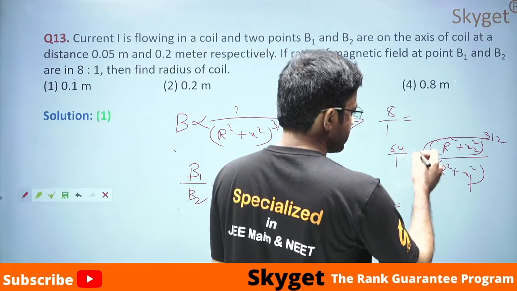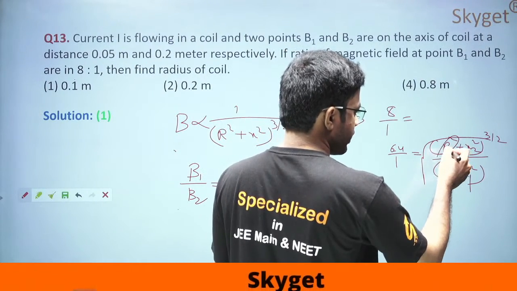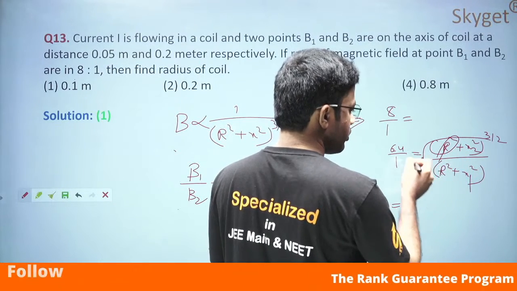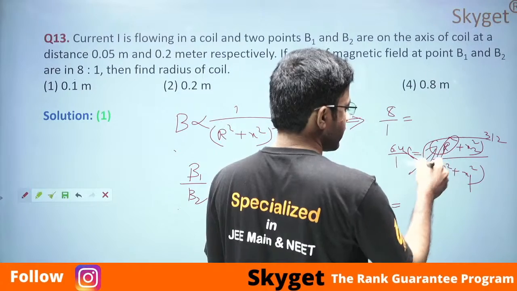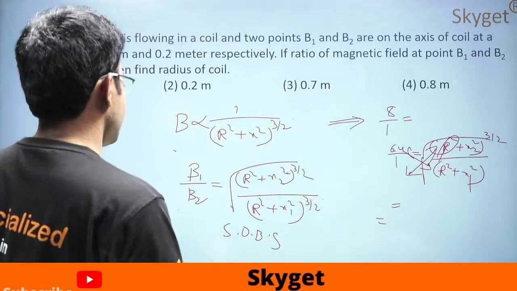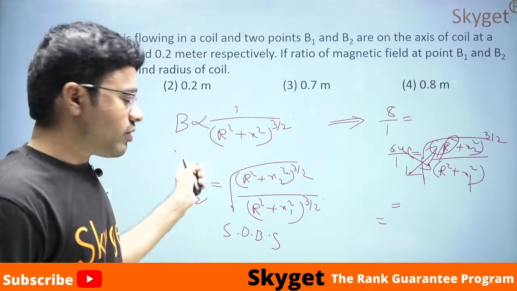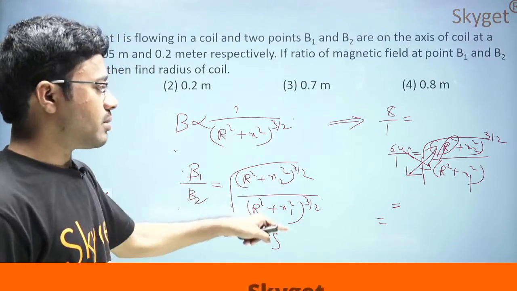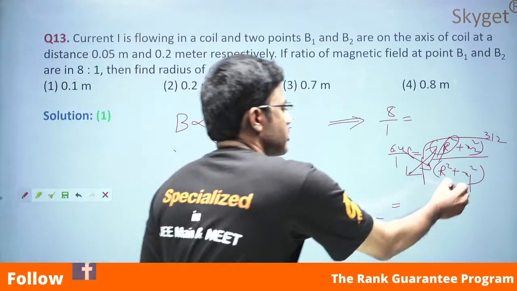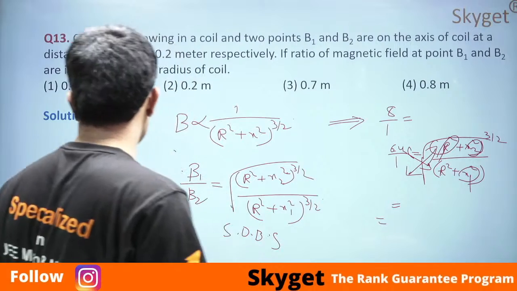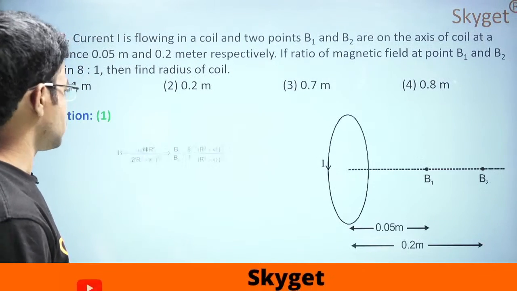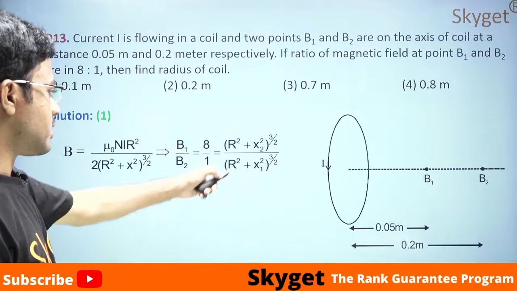Then, as the value of r is constant, these r's get cancelled out while you do the cross multiplication, and you will get the values of x1 and x2 at both points. Or else you can find b1 and b2 separately and find their ratios, or you can do it in this process where you get the values of x2 and x1. You will get it to be 0.1 meter. So this is what we have done exactly.